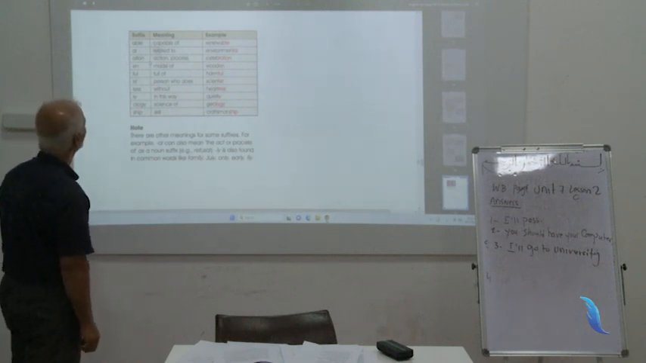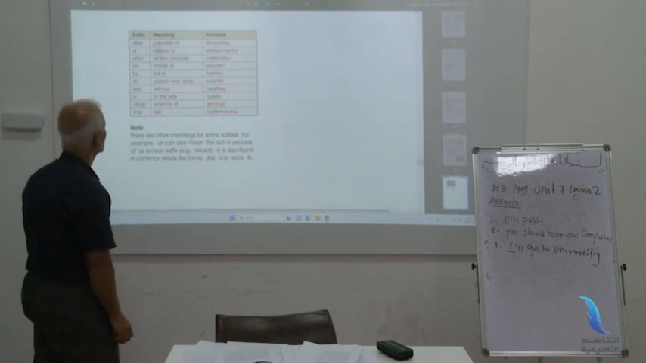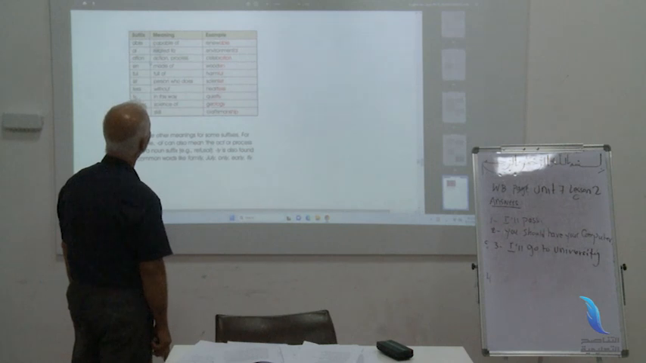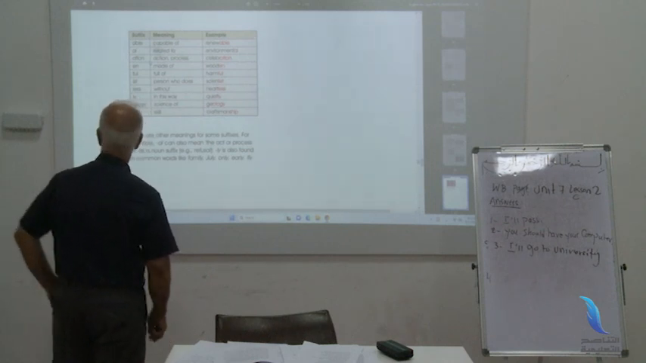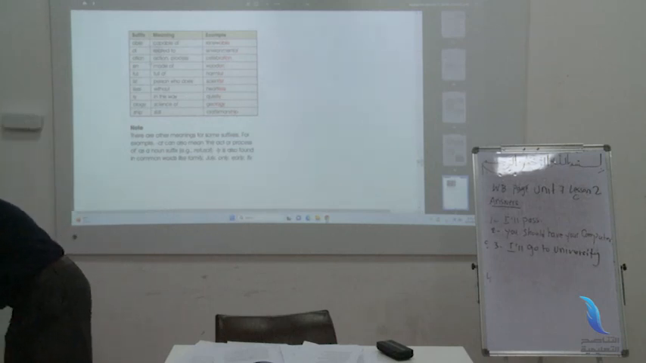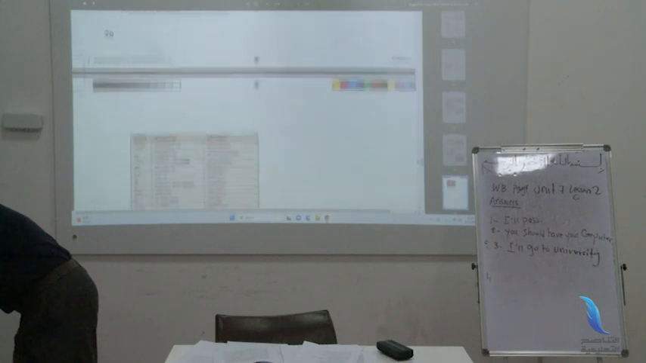All related to ATION, action, process. So these things here, there are other meanings for some suffixes and prefixes, sorry.